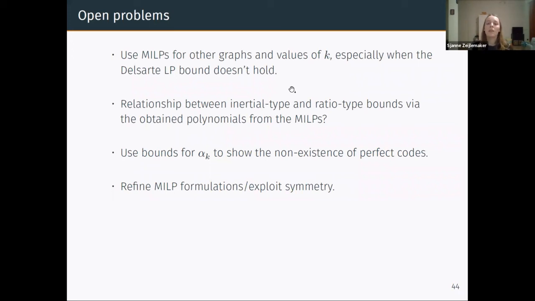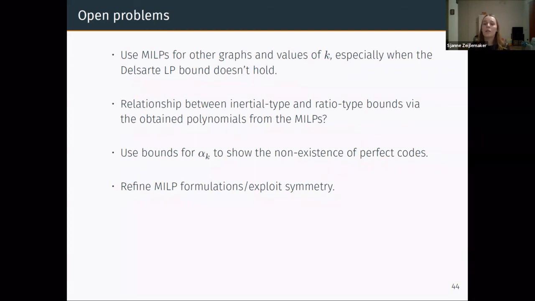So as you saw, we tested them for several graphs in Sage. But it would be interesting to, in particular, look at different values of k, and also try and apply this to other graph families. And we're especially interested in the case where this Delsarte LP bound is not applicable.